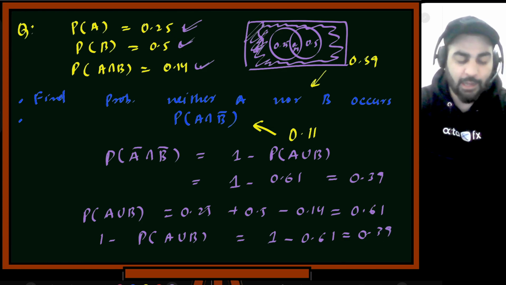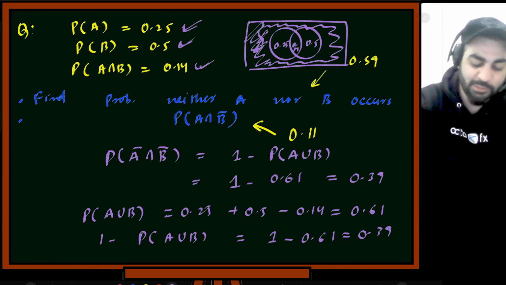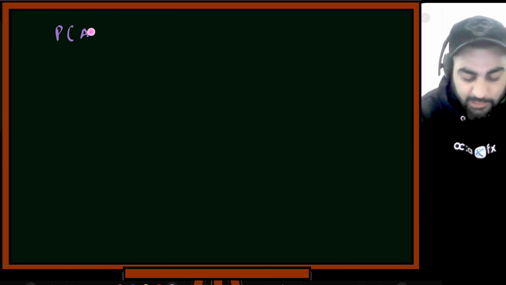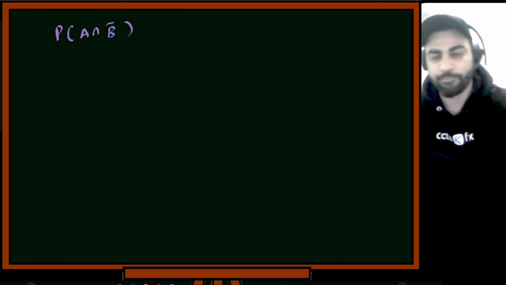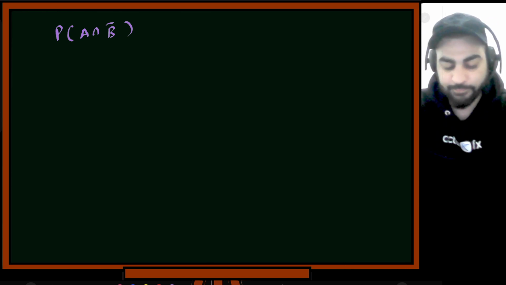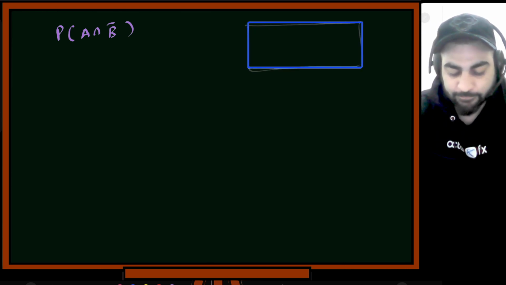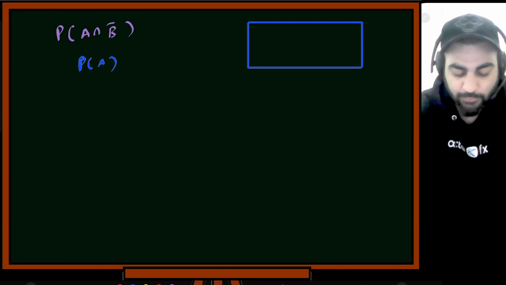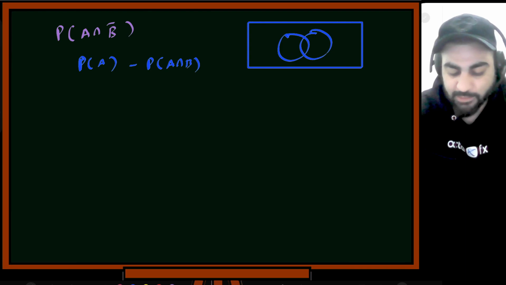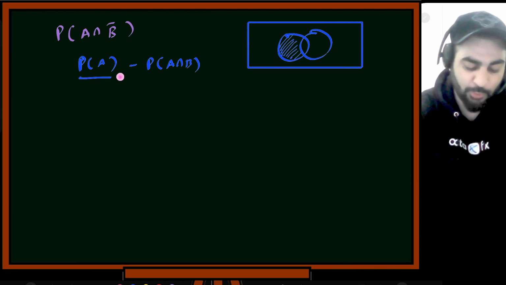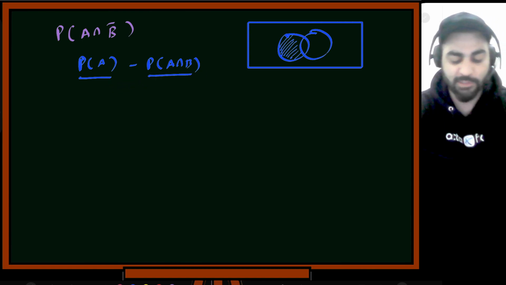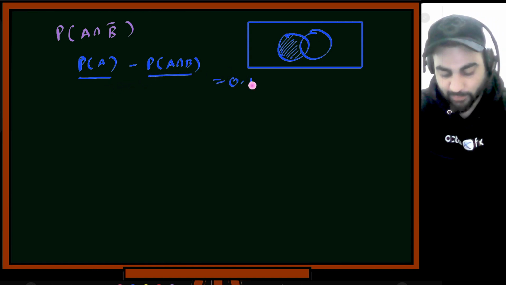Okay, now I'll ask Asrar to run me through the second question, probability of A intersection B complement. So how did you solve it? It will be, sir, probability of A minus probability of A intersection B. Beautiful. Through a Venn diagram, we can easily do it. You can easily see this is the portion that we are interested in. So probability of A is given to us, and probability of the intersection is also given to us. This comes out to be 0.11.